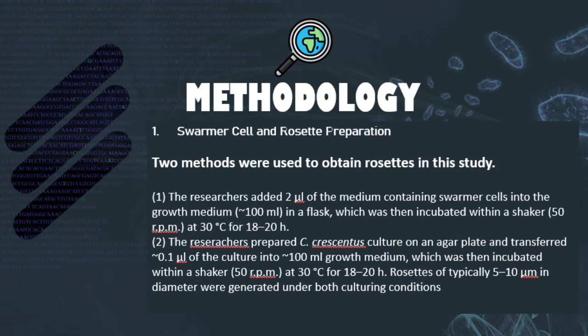Second, the researchers prepared a Caulobacter crescentus culture on an agar plate and transferred 0.1 microliter of the culture into 100 ml growth medium, which was then incubated within a shaker at 50 revolutions per minute at 30 degrees Celsius for 18 to 20 hours. Rosettes of typically 5 to 10 micrometers in diameter were generated under both culturing conditions.